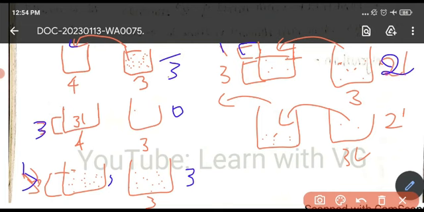Here it contains 2. Now pour this 2 liter water into this jug. Now what will it be? 2, and this will be 0, or it can be anything. I hope this is clear now.